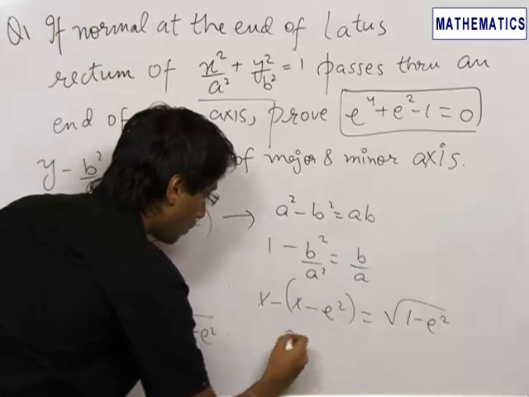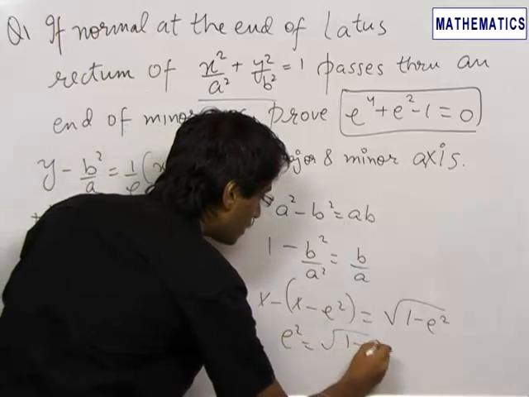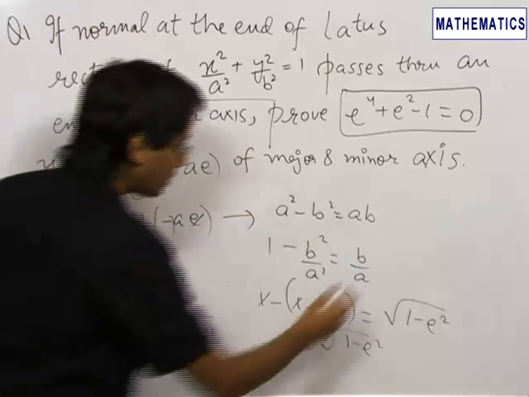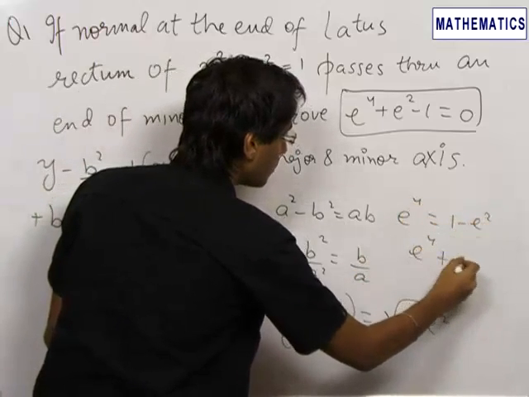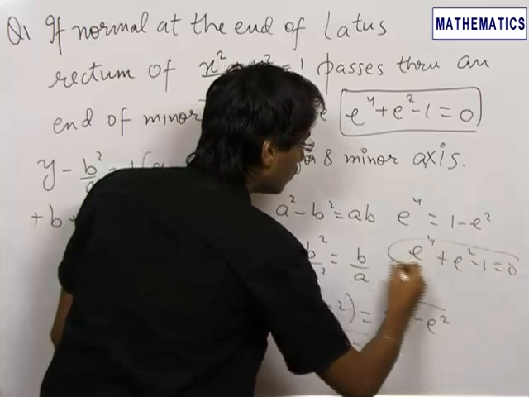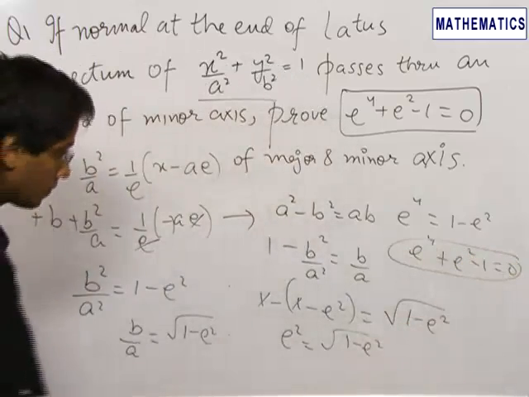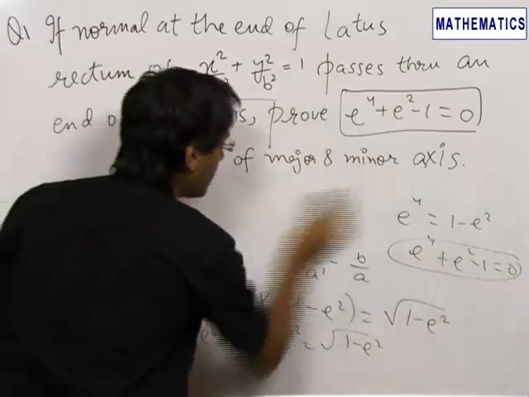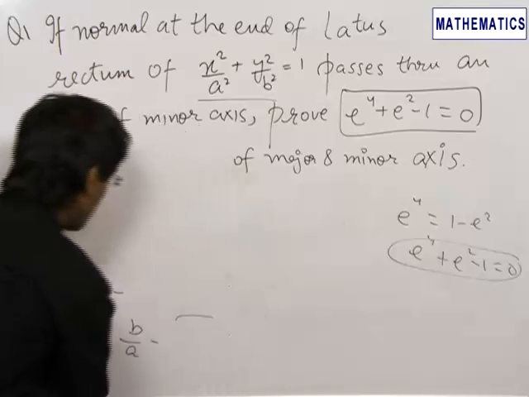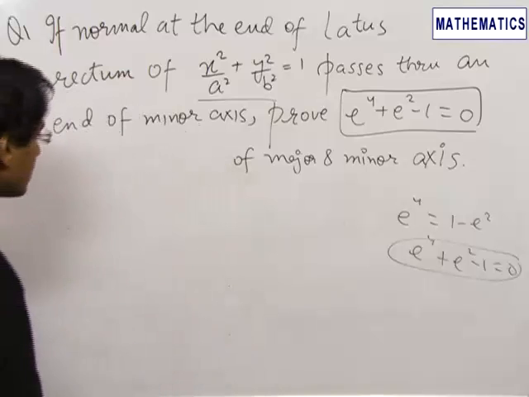So this becomes e square is equal to under root of 1 minus e square. Squaring both the sides, we get e power 4 is equal to 1 minus e square, or e power 4 plus e square minus 1 is equal to 0. Hence our first relation has been proved. We wanted to prove that e power 4 plus e square minus 1 is equal to 0, where e is the eccentricity of the ellipse.